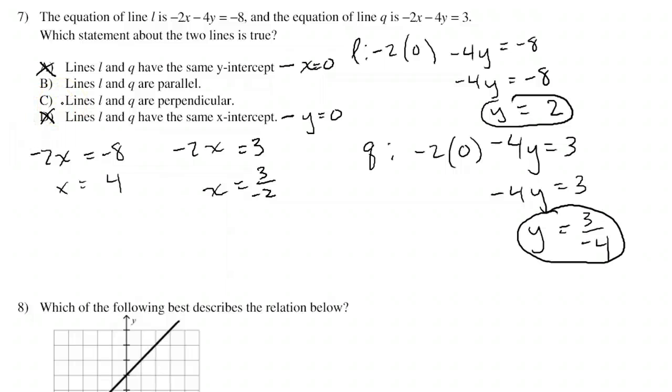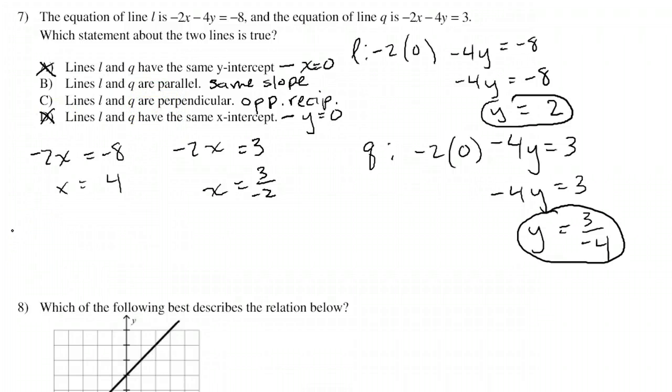So the only other option we have is either that the lines are parallel or they're perpendicular. And remember, the way we can tell the difference between those is if it's parallel, then they have to have the same slope. If they're perpendicular, the slopes are opposite reciprocals. So let's check if they're parallel or perpendicular. What we do is we put the y by itself, put it in slope-intercept form.